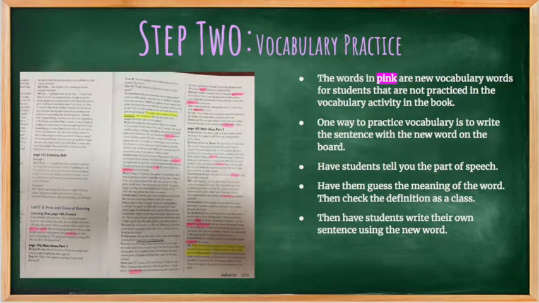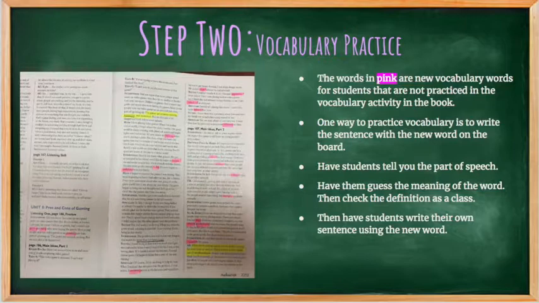Another trick I have picked up is to go through the transcript of the audio that can be found in the back of the listening and speaking book. I go through and find words that I know my students will struggle with. In this example, the words highlighted in pink are new words for my students but aren't part of any of the vocabulary exercises in the book.